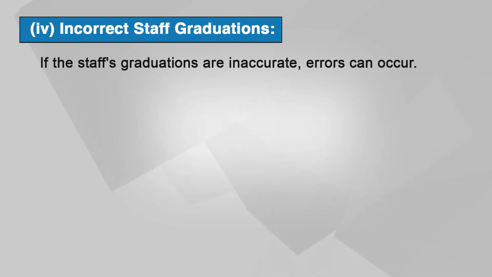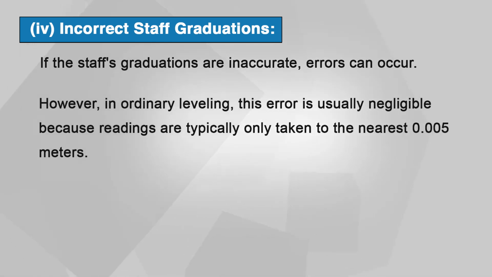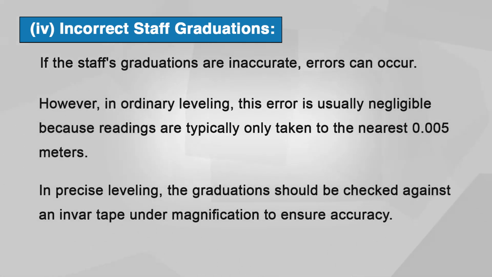Next is the incorrect staff graduations. If the staff graduations are inaccurate, errors can occur. However, in ordinary leveling, this error is usually negligible because the readings are typically only taken to the nearest 0.005 meters. In precise leveling, the graduations should be checked against an invar tape under magnification to ensure accuracy.